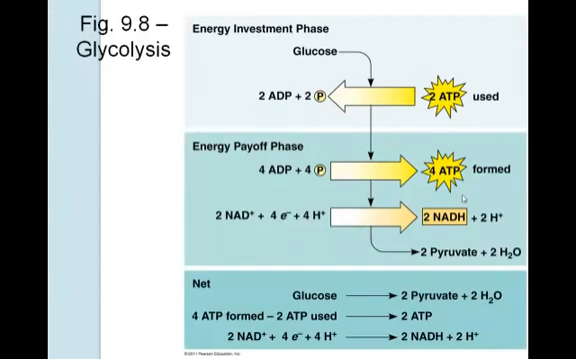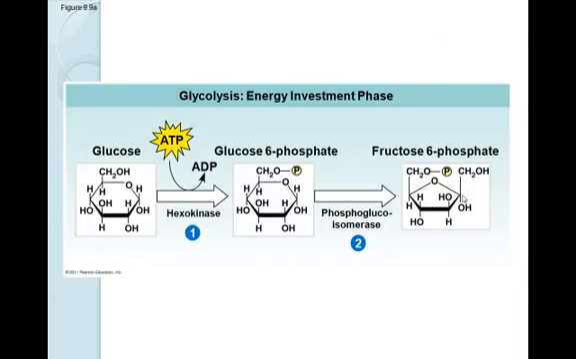The overall scheme of glycolysis is shown here. The first half of glycolysis, the first 5 steps, are called the energy investment phase, while the second half is called the energy payoff phase. Overall, glycolysis yields 2 pyruvate molecules, 2 ATP molecules, and 2 NADH molecules. Let's take a closer look at glycolysis.